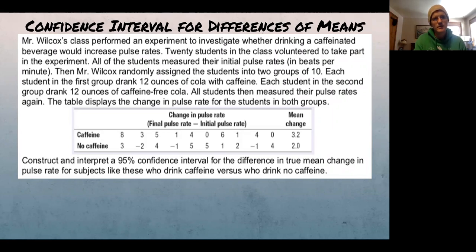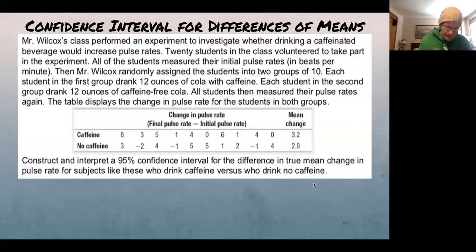Please construct and interpret a 95% confidence interval for the difference in true mean change in pulse rate for students who, like these, drink caffeine versus who drink no caffeine. Basically what we have are some sample results, and we had 10 students, and this is the final pulse rate minus the initial pulse rate. So whatever the pulse was, it was 8 more at the end. And it was 2 less at the end whenever someone didn't have caffeine. You can see all the different results.